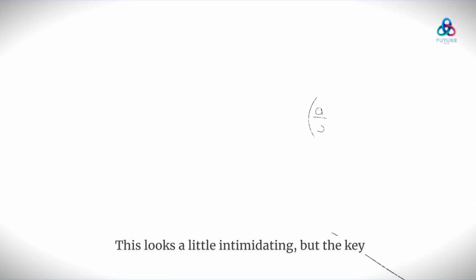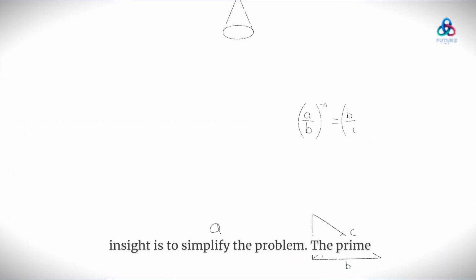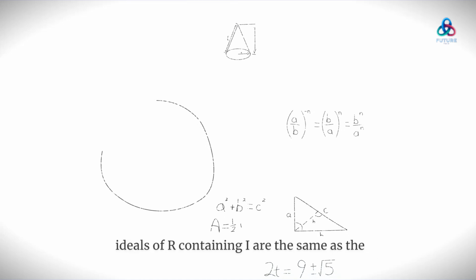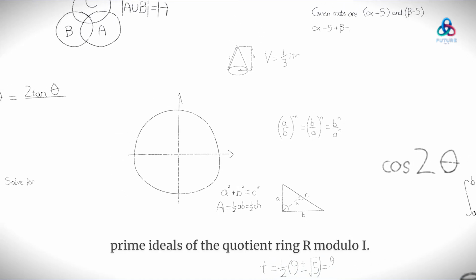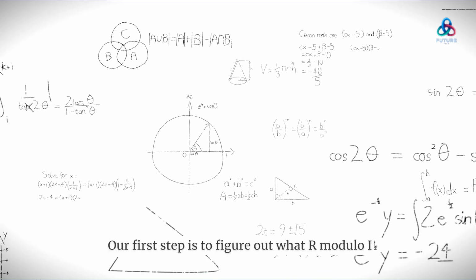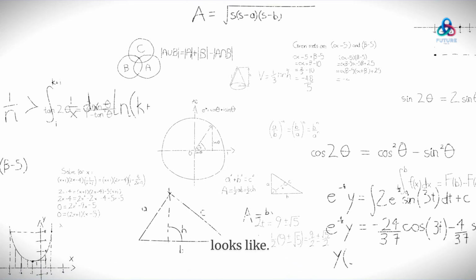This looks a little intimidating, but the key insight is to simplify the problem. The prime ideals of R containing I are the same as the prime ideals of the quotient ring R modulo I. Our first step is to figure out what R modulo I looks like.